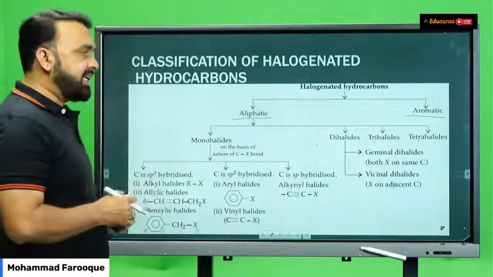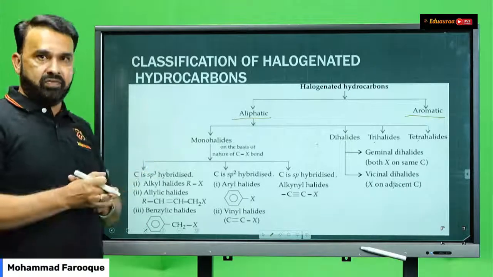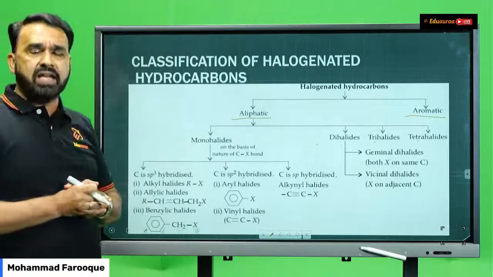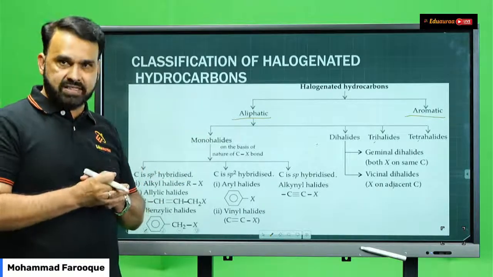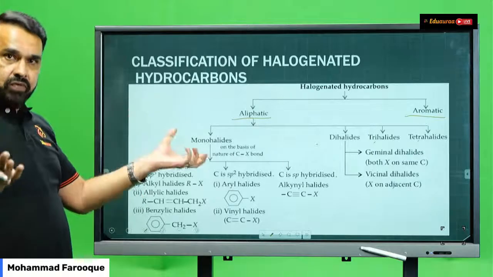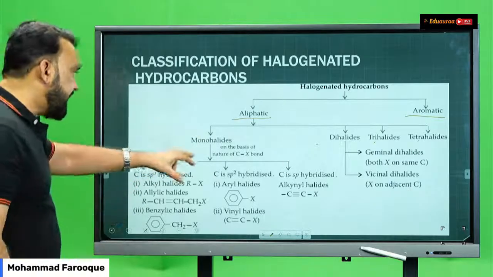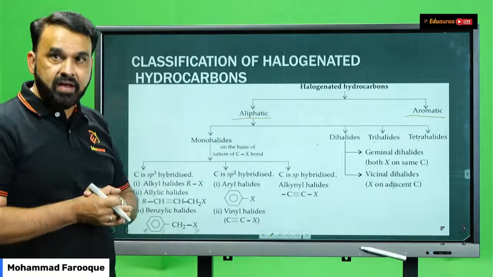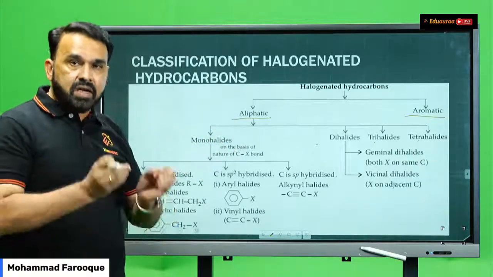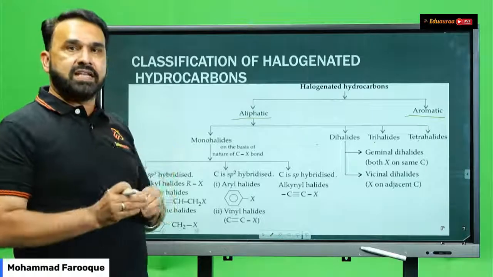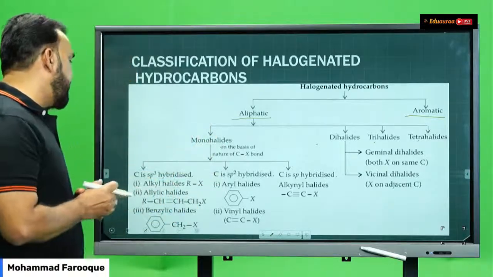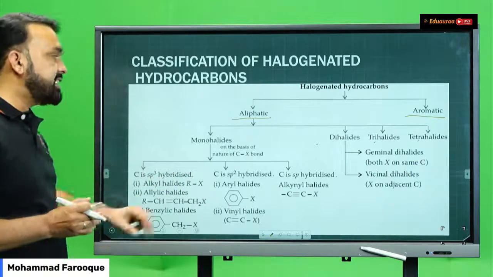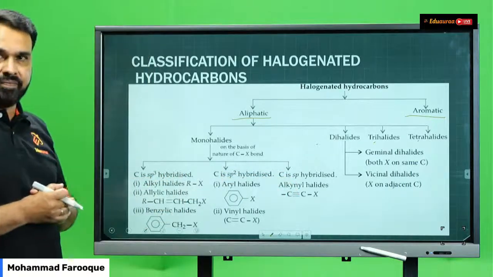But further, as you have to study in detail for your syllabus, there are the monohalides. These monohalogen derivatives are further classified. The classification is done on the nature of the carbon-halogen bond. That means, based on the carbon to which the halogen is attached, the monohalides are classified as sp3 hybridized, sp2 hybridized, and sp hybridized.